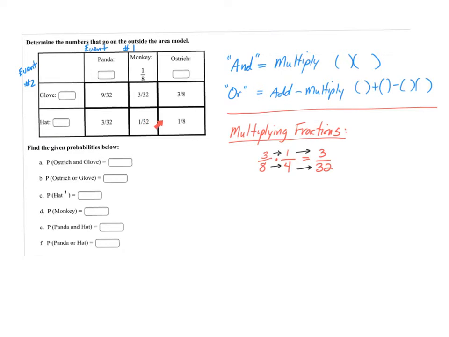Now, in order to understand what these individual things are inside here, these dimensions on the outside were multiplied to figure out what's on the inside, which means if I were to randomly select a panda and also a glove, there's a 9 out of 32 chance of that happening. Same thing for an ostrich. If you had an ostrich selected randomly along with a glove, you have a 3 out of 8 chance of that happening, even a little bit better chance.